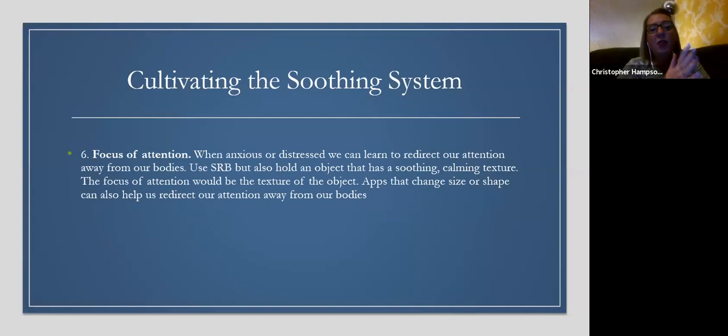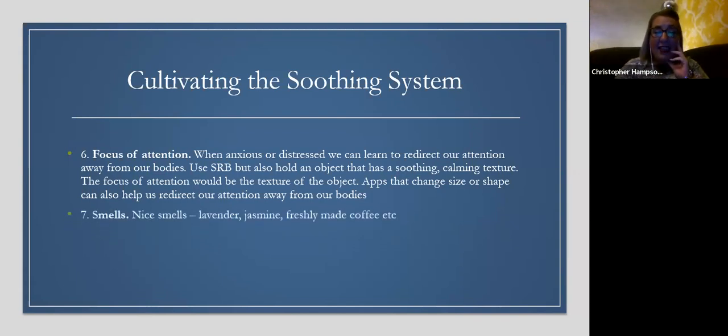So the sixth one is focus of attention. So when anxious or distressed, we can learn to redirect our attention away from our bodies. So use an SRB, but also hold an object that has a soothing, calming texture. The focus of attention would be the texture of the object. Apps that change size or shape can also help us to redirect our attention away from our bodies.